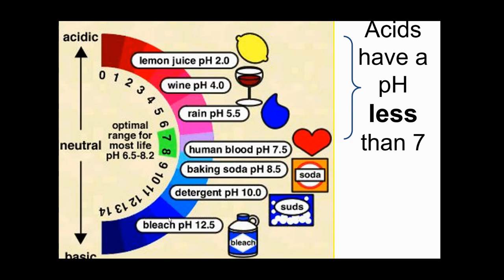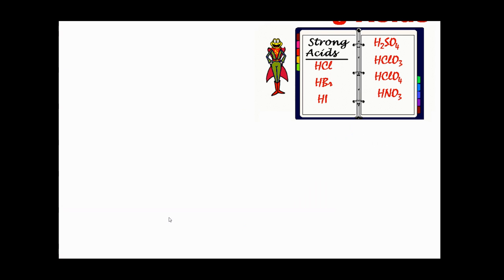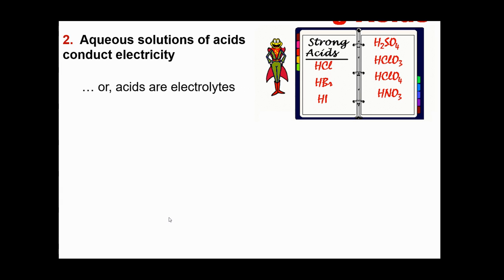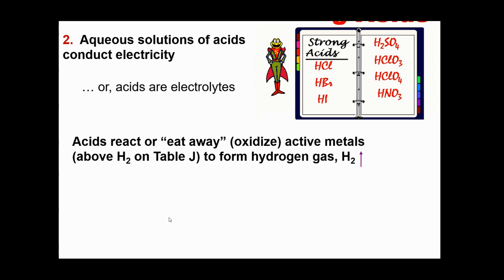So here are some of the rules. Acids have a pH less than 7. So anything less than 7, 6, 5, 4, 3, 2, 1, 0. Look at lemon juice. Pretty acidic. It's crazy. All right. So strong acids, they're aqueous solutions of acids that conduct electricity. When you look at your reference table, the strongest acids are on top, the weakest acids are on the bottom. So acids are electrolytes. They react or eat away. They oxidize metals. So H2 on table J to form hydrogen gas.